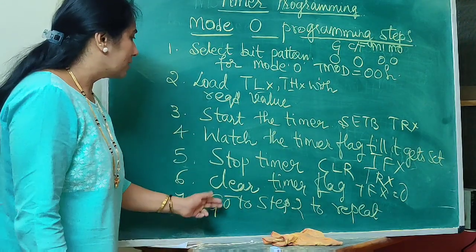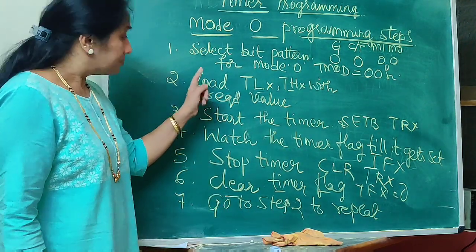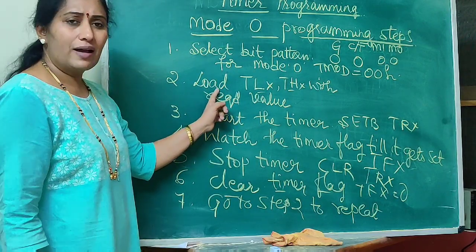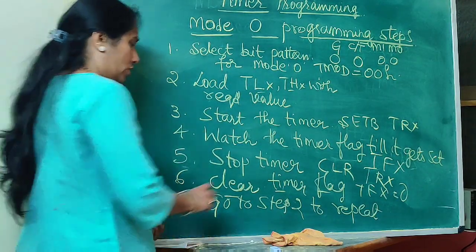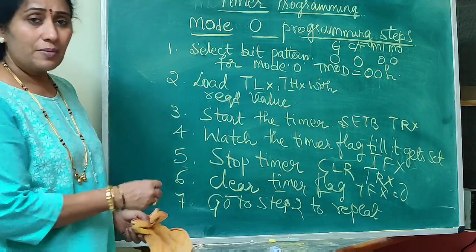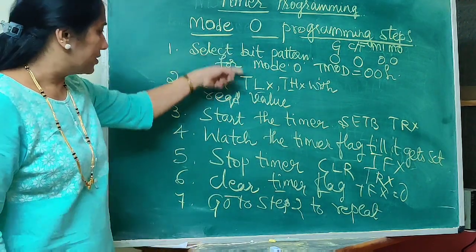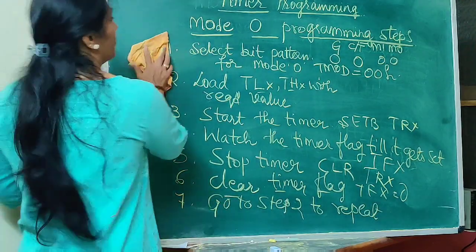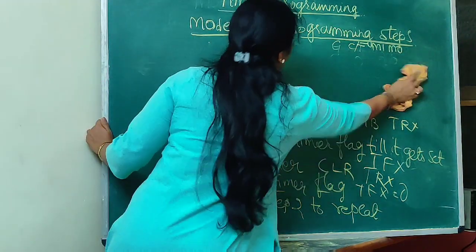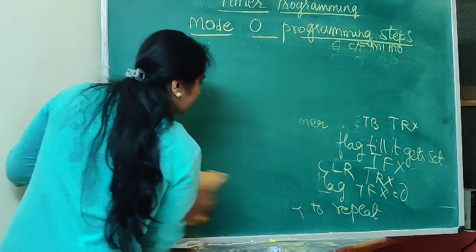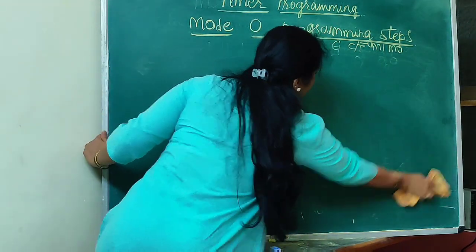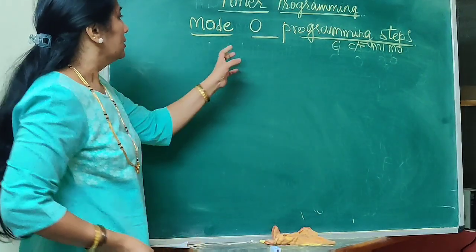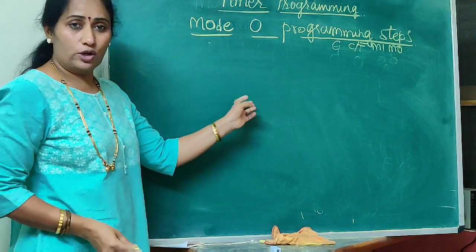So care should be taken that you are going to reload the initial value in TL and TH. So let me write the assembly language program for the same. The steps remain; if you remember, you can write the program very easily. Okay, so let me write the program over here, which is very easy. Just remember the steps in mode 0 programming.